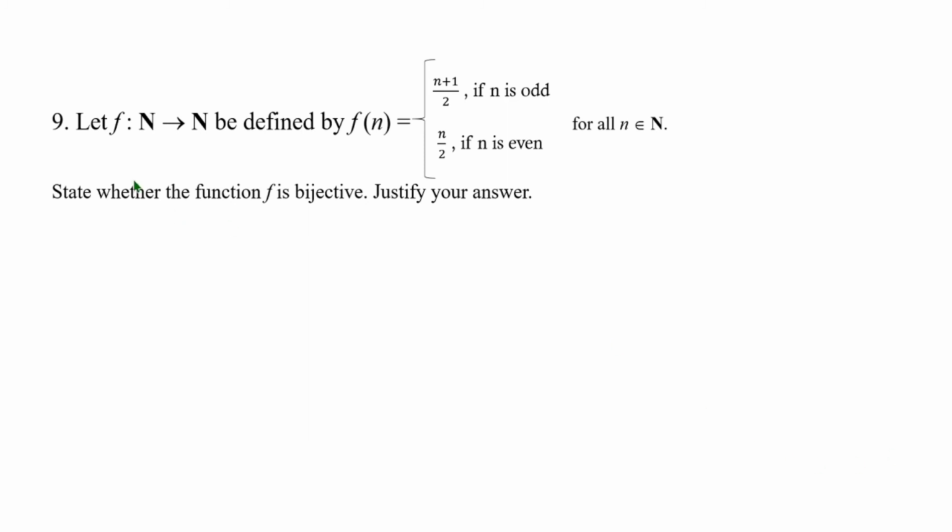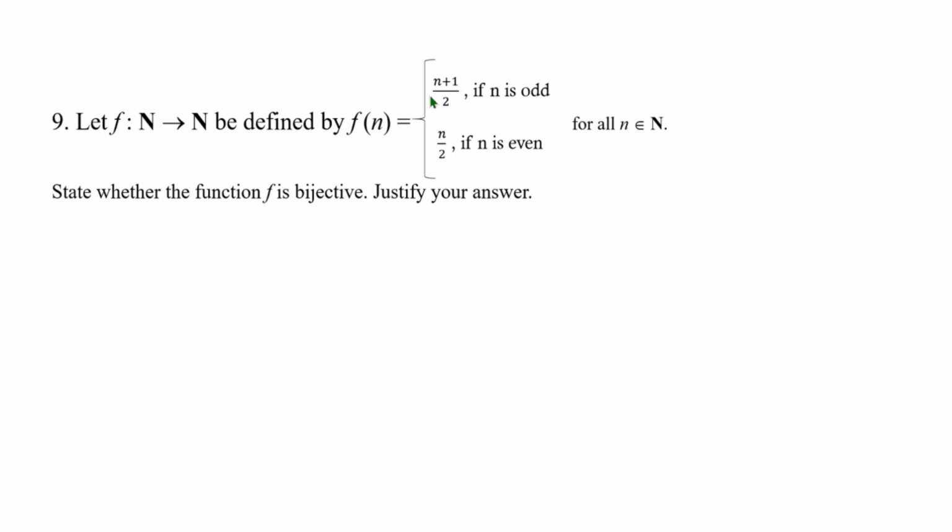Next question. Let f from the set N of natural numbers to the set N of natural numbers be defined by f(n) = (n+1)/2 if n is odd, n/2 if n is even, for all n belongs to N. State whether the function f is bijective. Justify your answer.